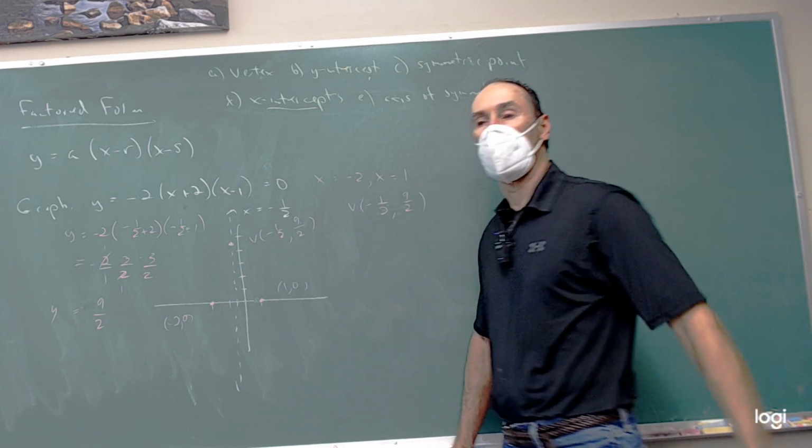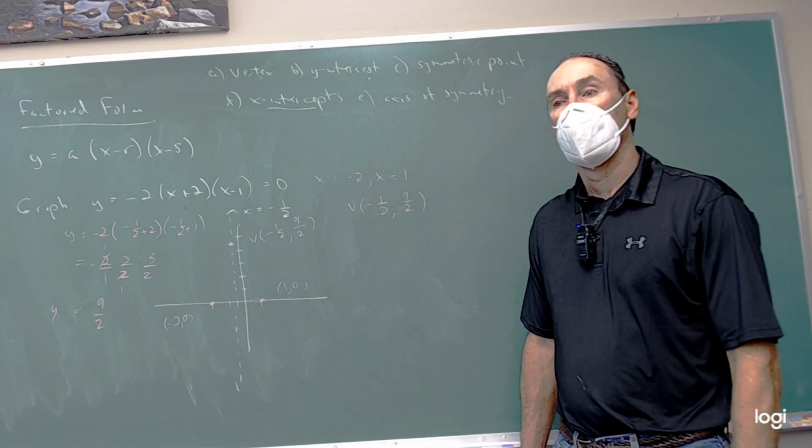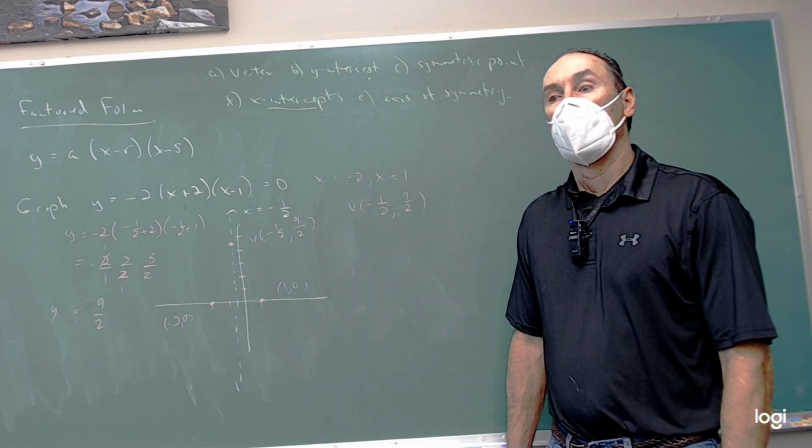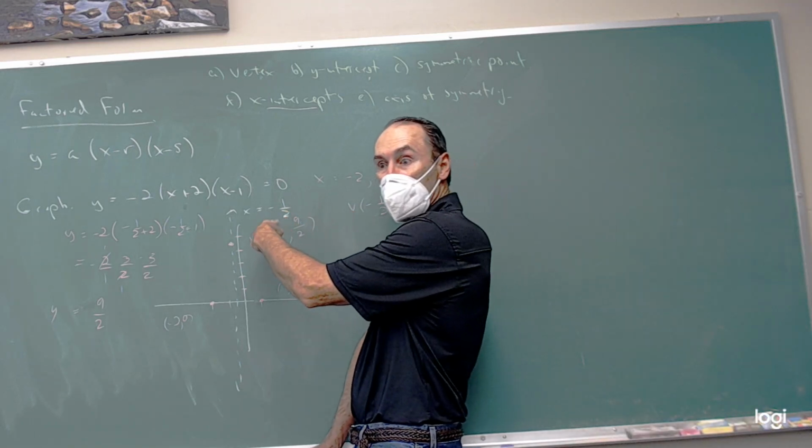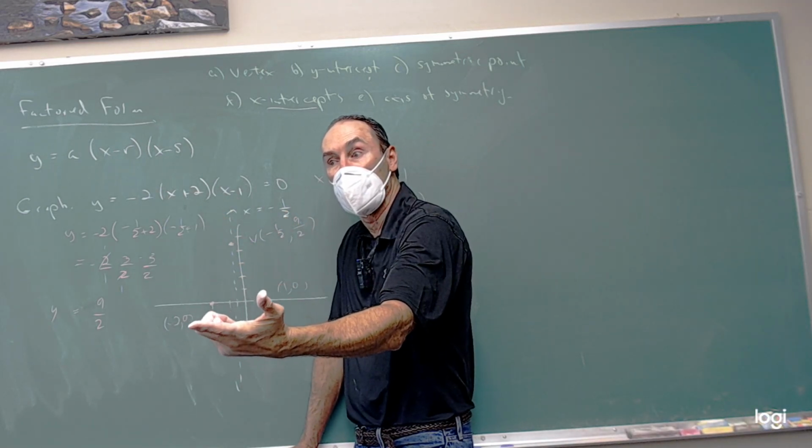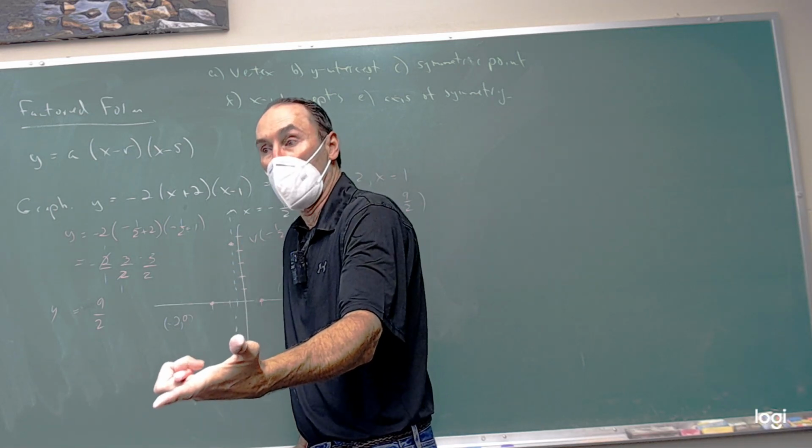Y-intercept. How do you find a y-intercept? Set x equal to 0. To get the x-intercepts, we set y equal to 0. To get the y-intercepts, the x is 0, so we plug in 0 for x.